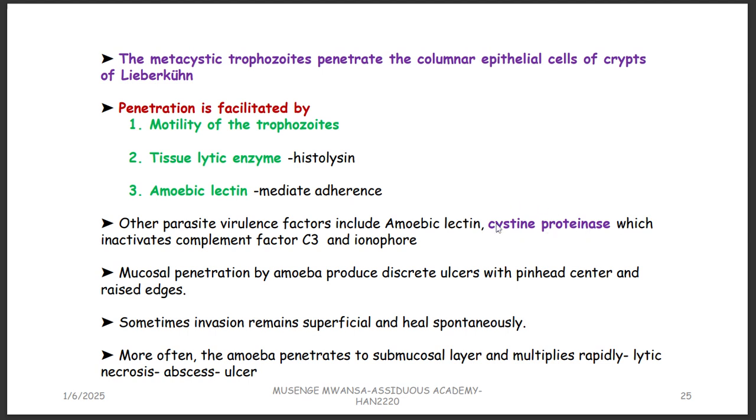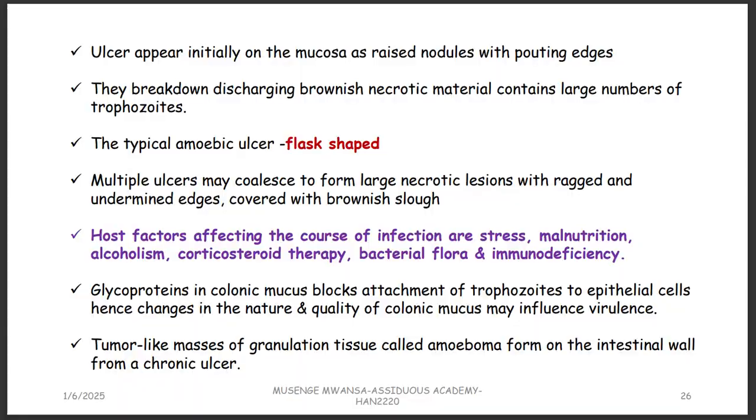Other virulence factors, these are things that the parasite uses to cause infection, include the amoebic lectin and cysteine proteinase. These will inactivate the complement factor C3 and ionophore. Remember, the complement system also protects us. So if it is inactivated, it means these can now penetrate the body and cause infection. And we have said that the kind of ulcer that they form is termed a flask shaped ulcer, specifically in the sigmoidorectal junction, or the junction between the cecum and the colon.